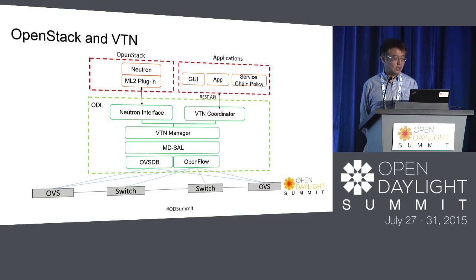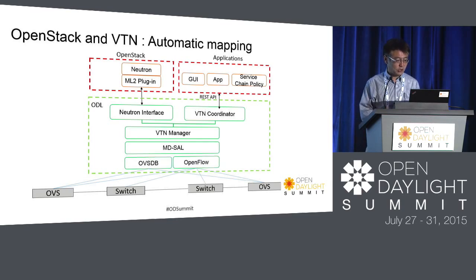Then these two, the Neutron interface and VTN coordinator, work with the VTN manager. Then the VTN manager will configure all the OpenFlow switches in the network using the OpenFlow protocol plugin in the southbound as well as the OVSDB, right?